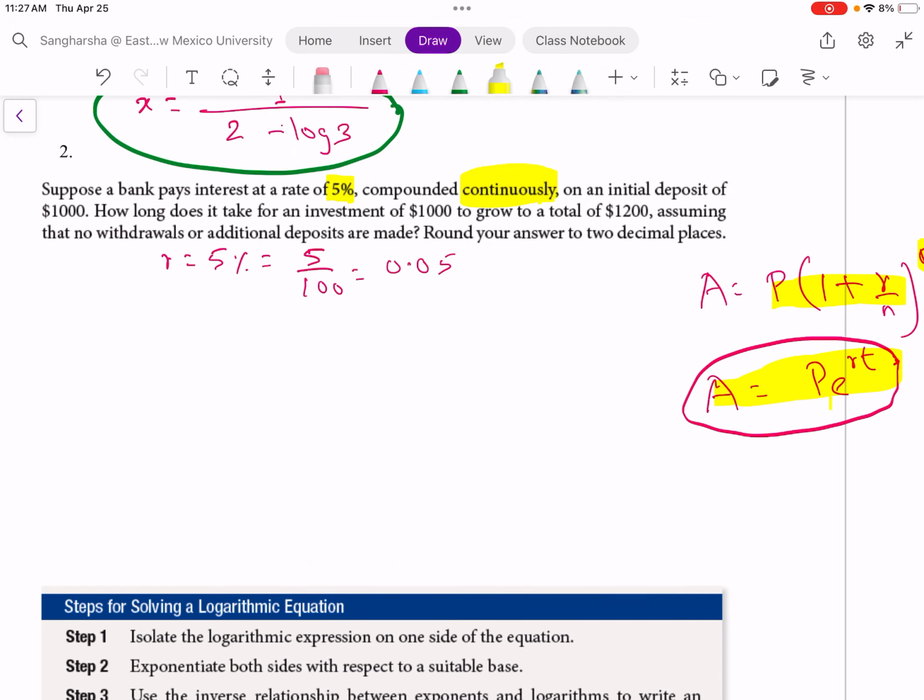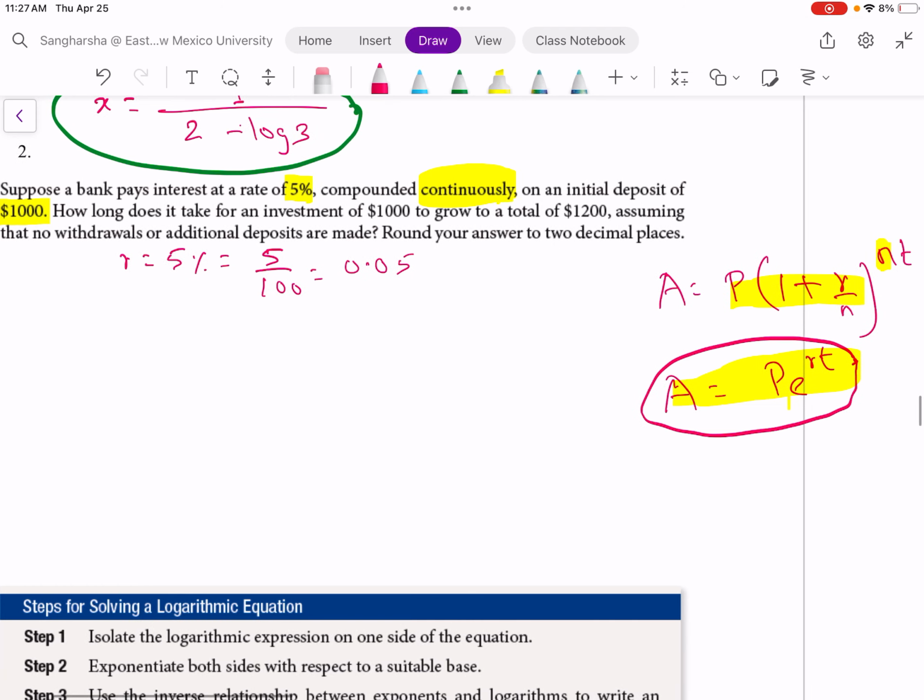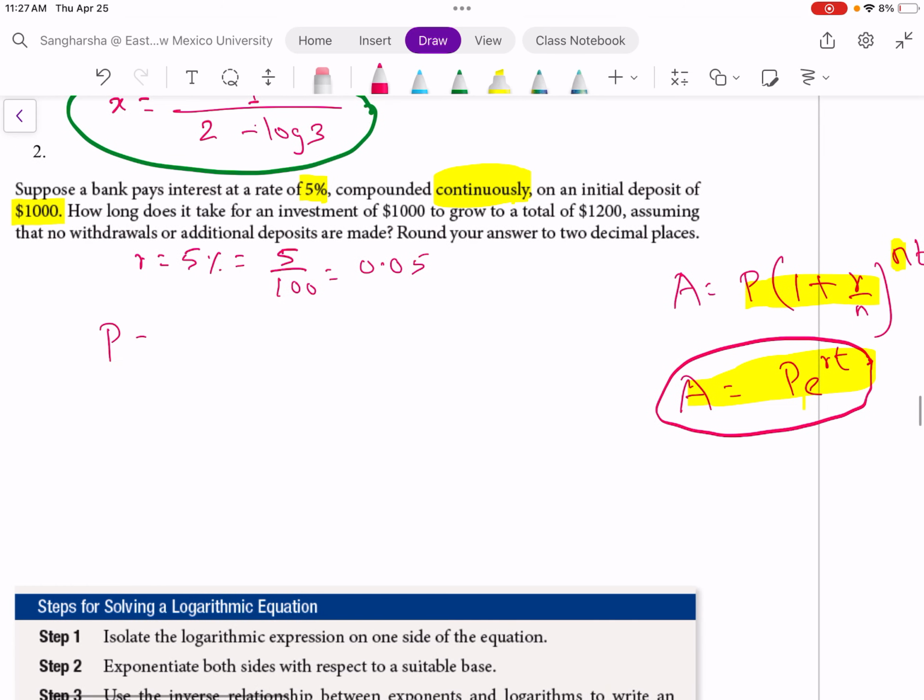On an initial deposit of $1,000. Now, what is this initial deposit of $1,000 for us? P, right? P is the principal, and it can be an investment, a deposit, or a loan. So this is our P. How long does it take? How long means what are we looking for? T, right? How long means T. So we don't know what T is. T is unknown. That's what we are trying to find.